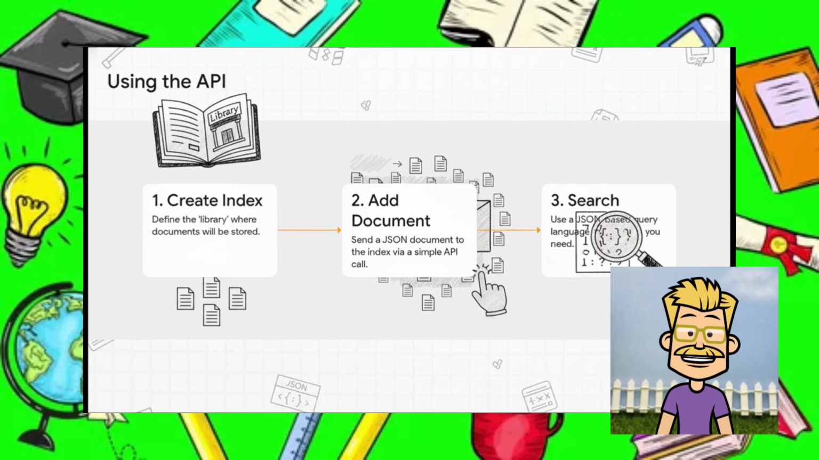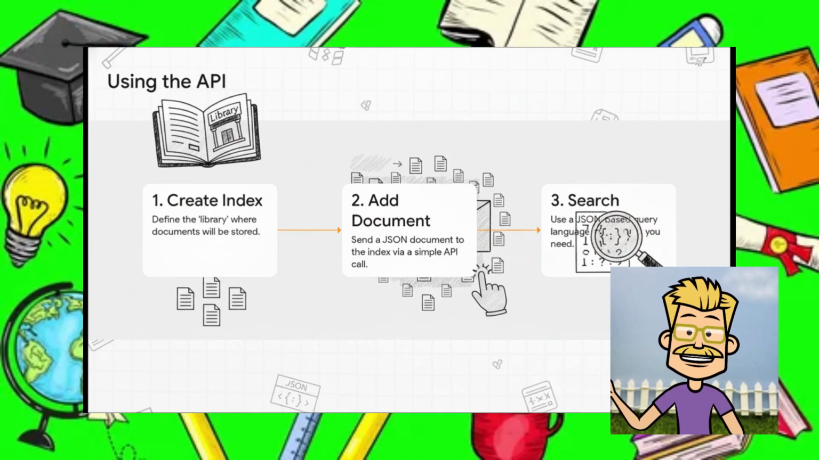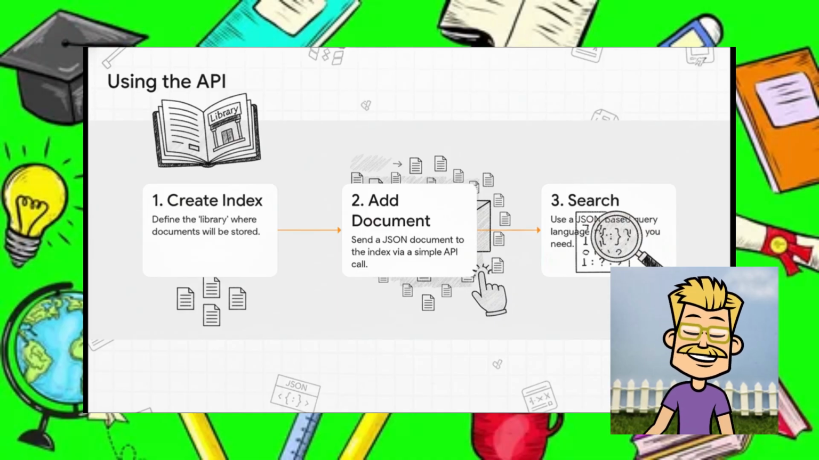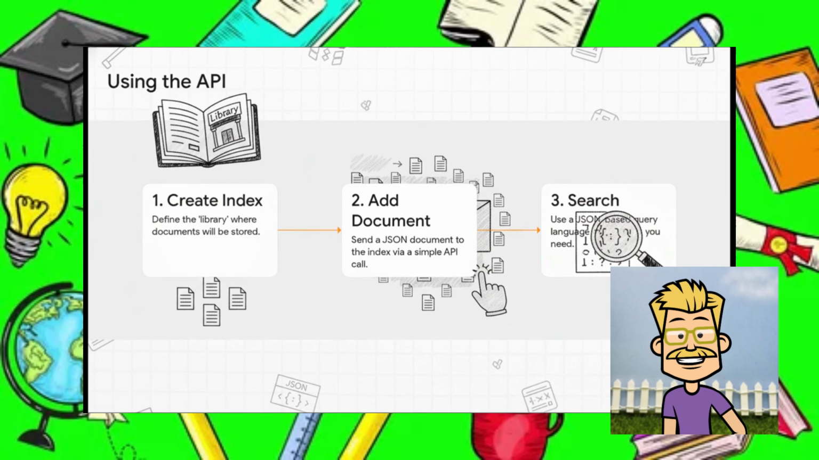Developers interact with it using a pretty simple web API. It's a three-step dance, really. First, you create the index. That's our library. Then, you start adding documents, our books. And when you want to find something, you just send a search request using a special query language that, conveniently, looks a whole lot like the JSON data you put in.